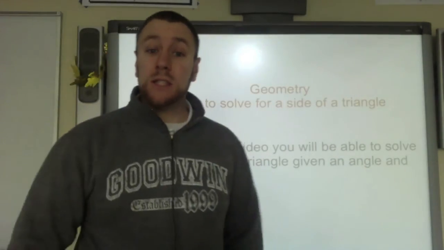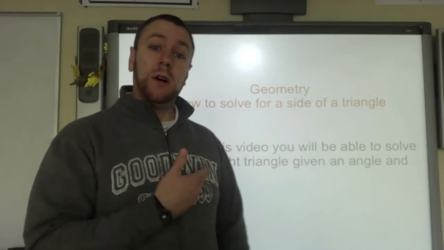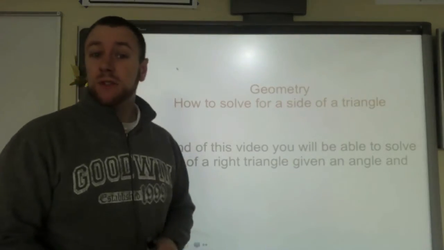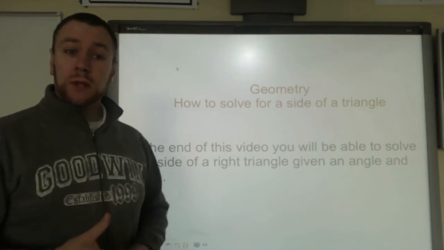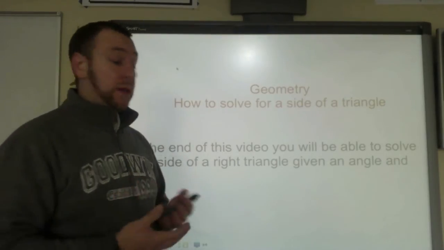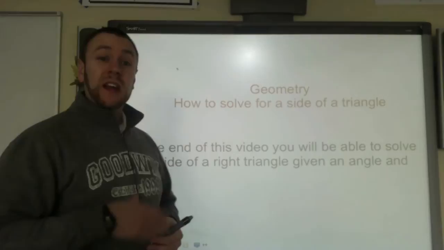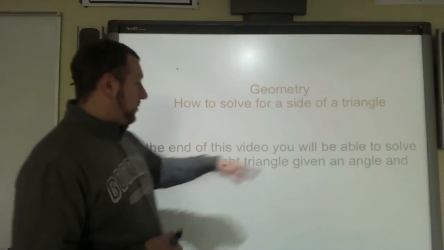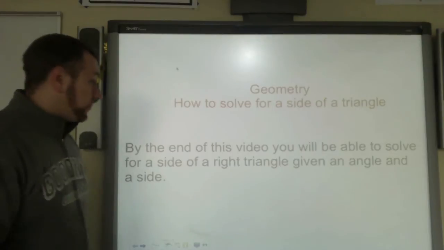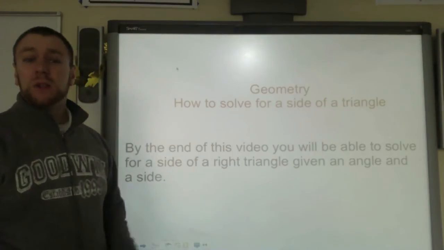Hey guys, this is our next step into trigonometry, and it's all about how to find the side of a triangle. So normally we have two sides of a right triangle, and we use the Pythagorean theorem to solve. In this case, I'm just going to give you an angle and a side, and we're going to have to find another side. So by the end of this video, you're going to know how to do that.